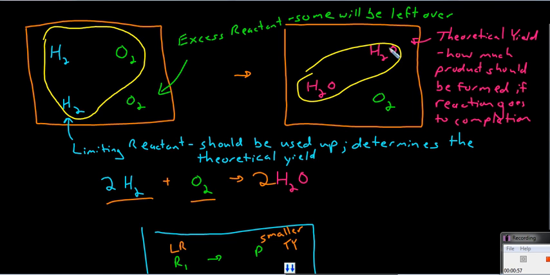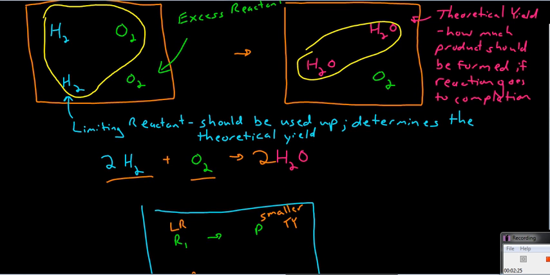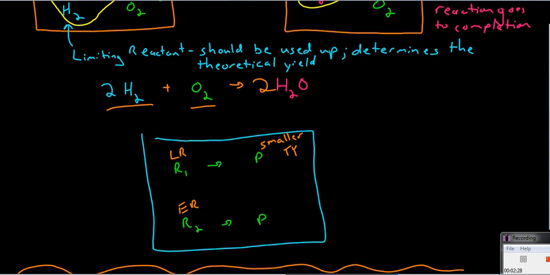It determines how much product should be formed if the reaction goes to completion and all of your limiting reactant is consumed. So we can demonstrate this by using some numbers. It's a nice way to demonstrate how we can go from amounts of reactants into products to determine the limiting reactant, excess reactant, and theoretical yield.